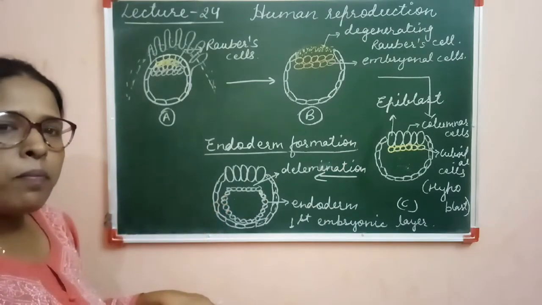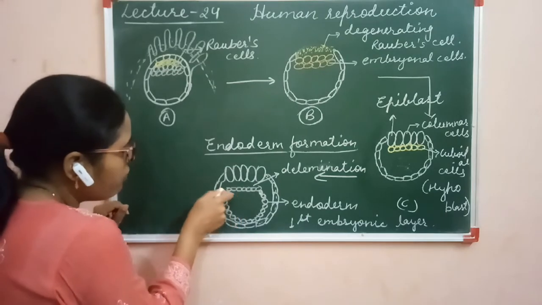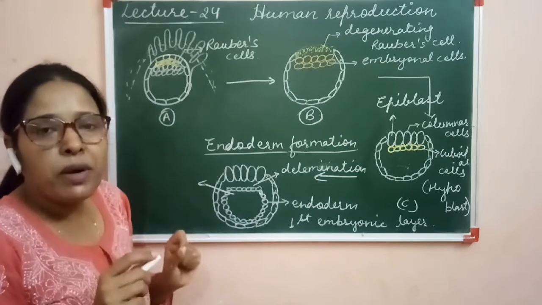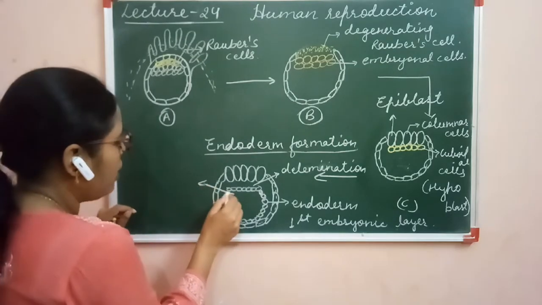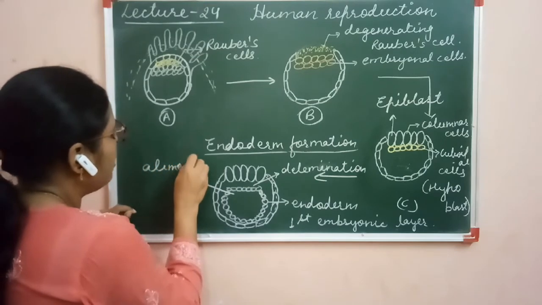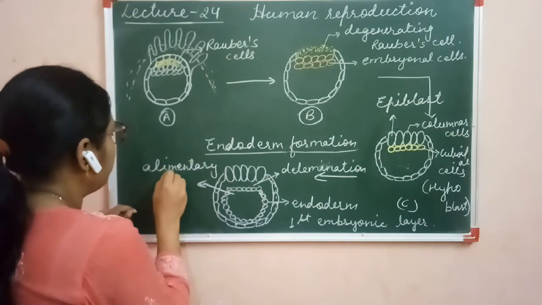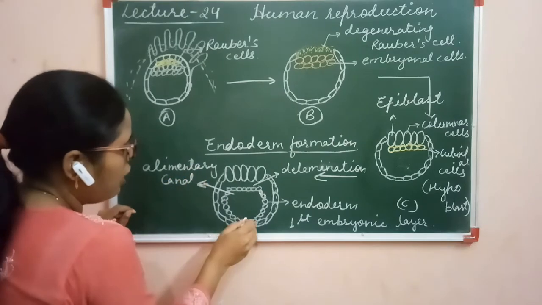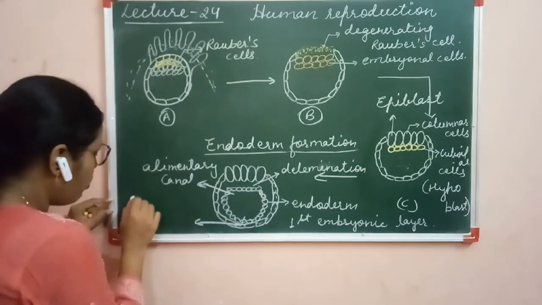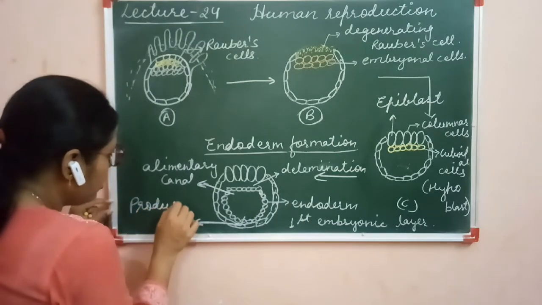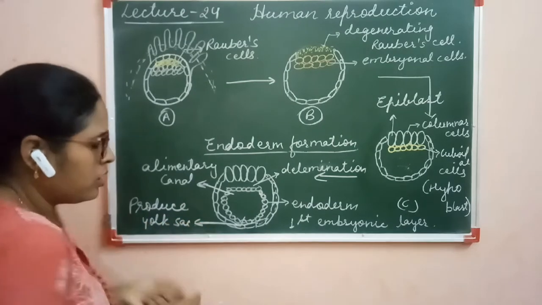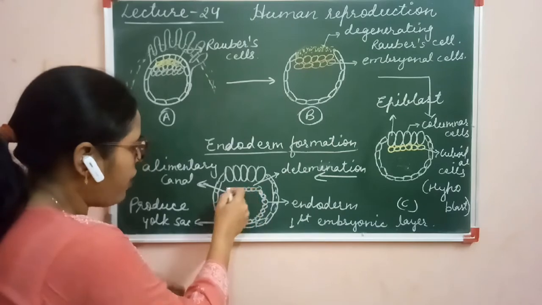The upper part of this endoderm gives rise to the primary or primitive gut, the alimentary canal. This upper part gives rise to the alimentary canal, and the lower part gives rise to the yolk sac. Clear? So it produces the yolk sac. Clear? So this is the layer of endoderm.